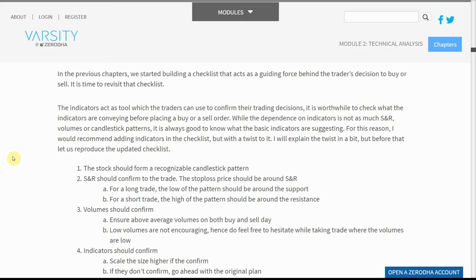S&R should confirm the trade. The stop-loss price should be around S&R. For a long trade, the low of the pattern should be around the support. For a short trade, the high of the pattern should be around the resistance.